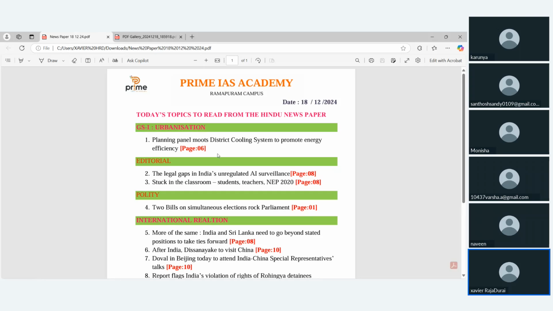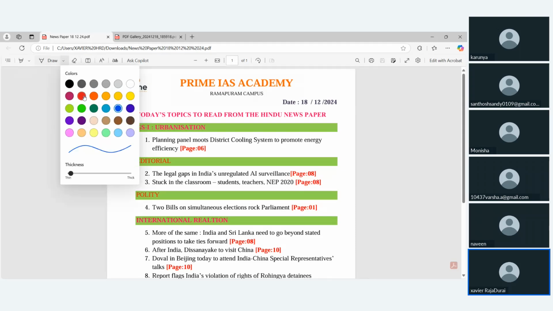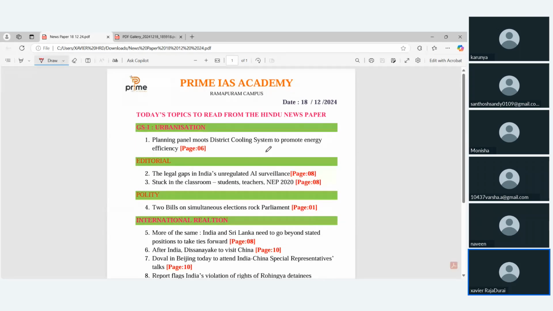So the purpose is to reduce the energy consumption, to reduce the greenhouse emission, and to improve the local air quality. These are the main aims of this project. So this is not implemented all over India, but recently they have given the proposal to the government of Tamil Nadu to implement it in a phased manner.